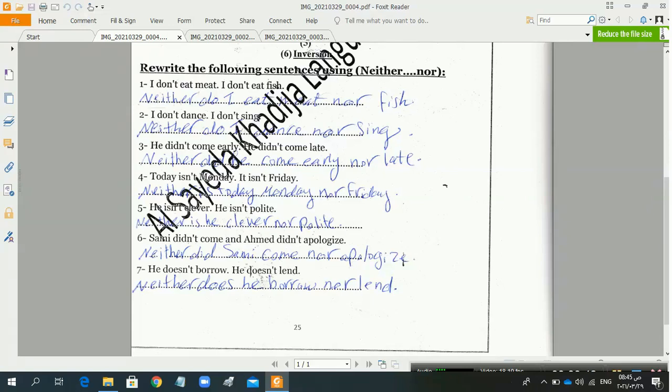Please have a look at number one. I don't eat meat. I don't eat fish either. Okay, I don't like this or that. So how will I apply the rule?